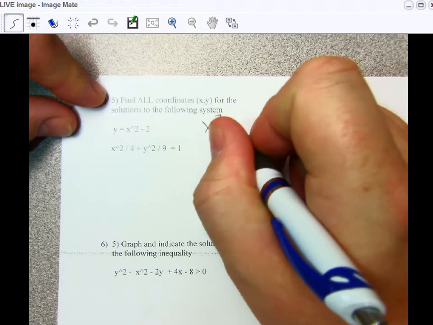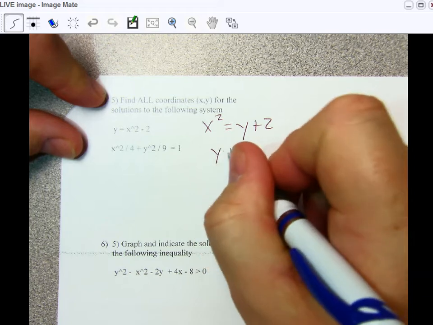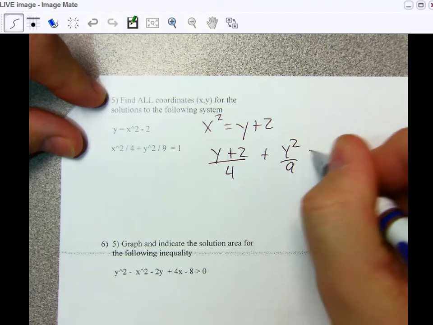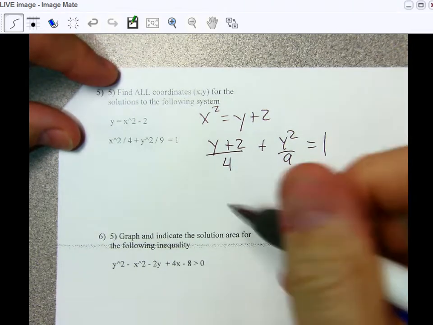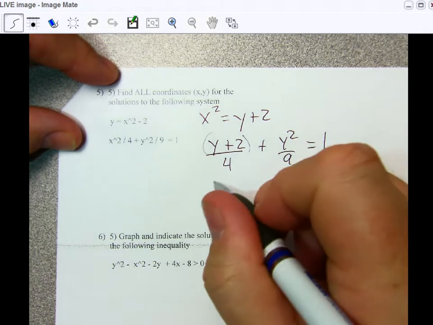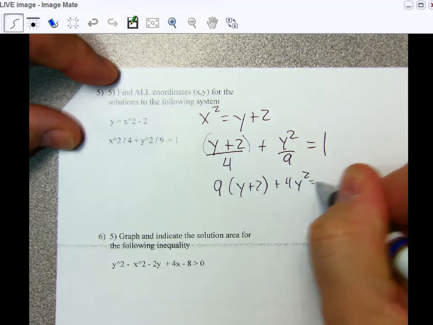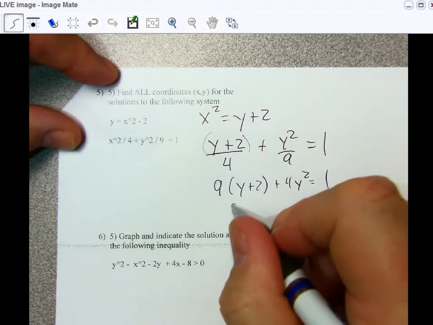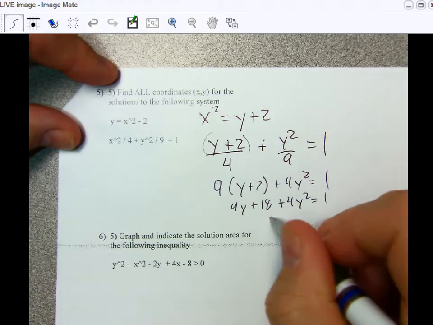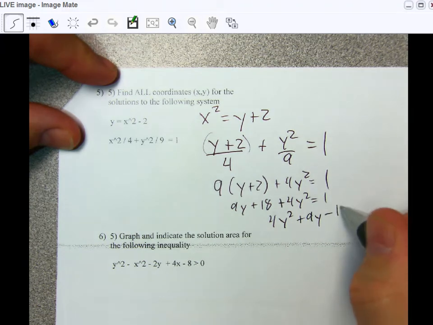So if x squared equals y plus 2, now I can simply say (y plus 2) over 4 plus y squared over 9 equals 1, in which case that's not so bad, because I can multiply by 36, so I get 9 times (y plus 2) plus 4y squared equals 36, and I get 9y plus 18 plus 4y squared equals 36. So 4y squared plus 9y minus 17.